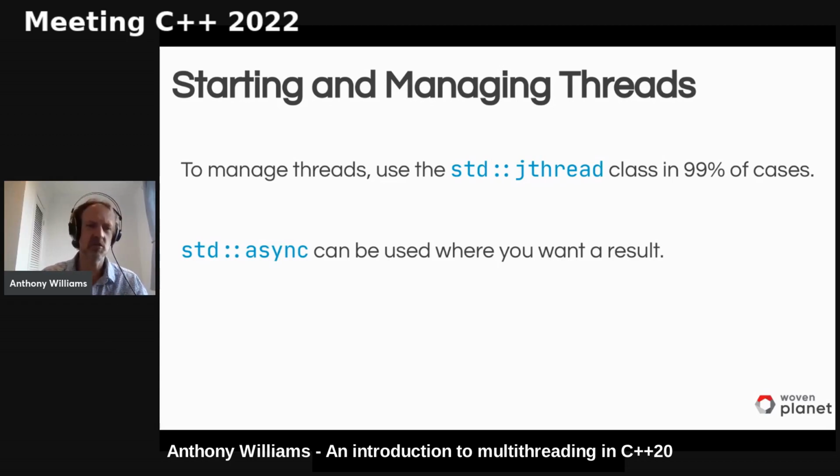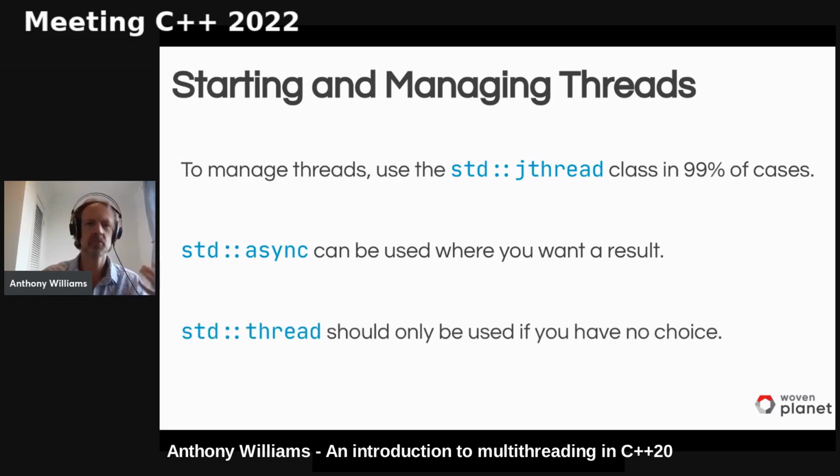Sometimes you actually want to run the thread, and it's going to give you a value as a result. It's going to run a long-running calculation and give you a value. In which case, standard async might be what you want, because it gives you a future that gives you a value. But in particular, standard thread from C++11 should only be used if you have no choice. We're saying we've got a C++20 compiler and library and no legacy code, so we have a choice. We don't need standard thread. But if in practice you've got some other code that uses standard thread, then maybe you're stuck with it. But you should be looking to migrate to Jthread if you can.